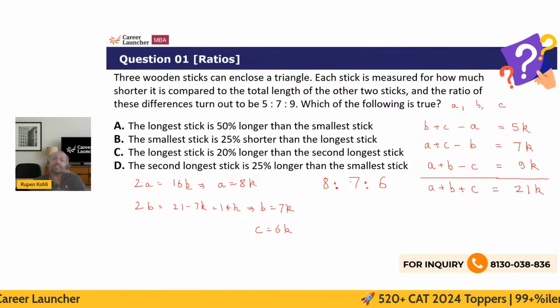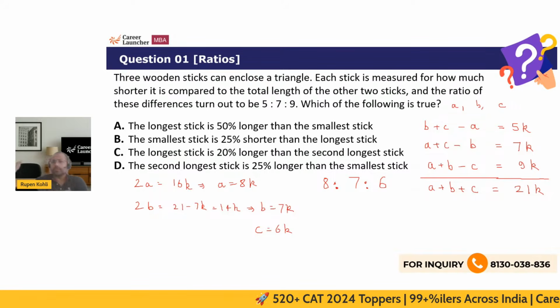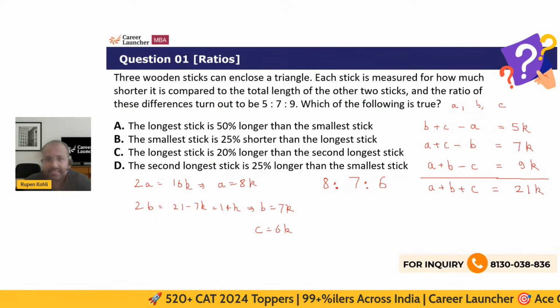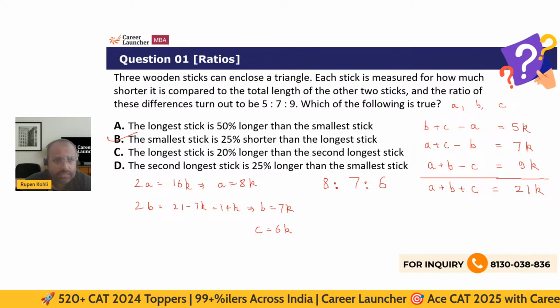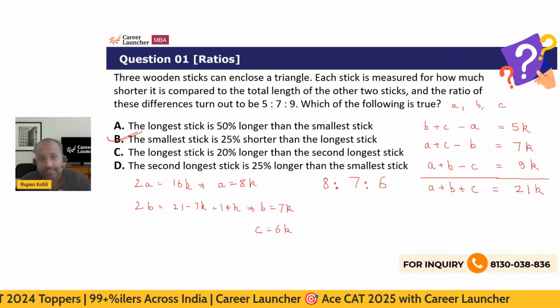6 is how much percentage less than 8? 2 on 8, so 1 on 4, 25% less. Yes, that is a correct comparison. So B option is correct, isn't it, people?